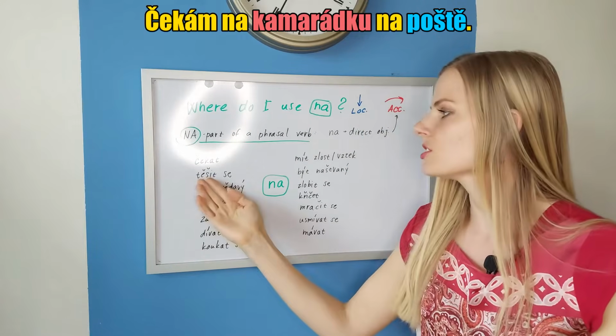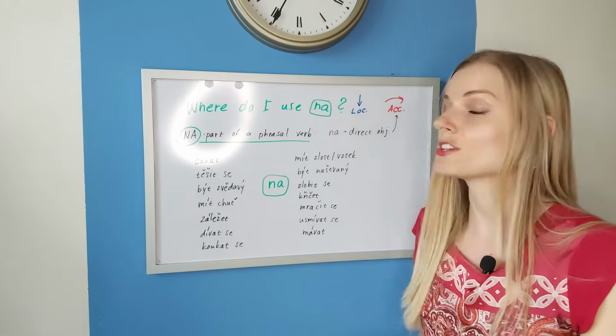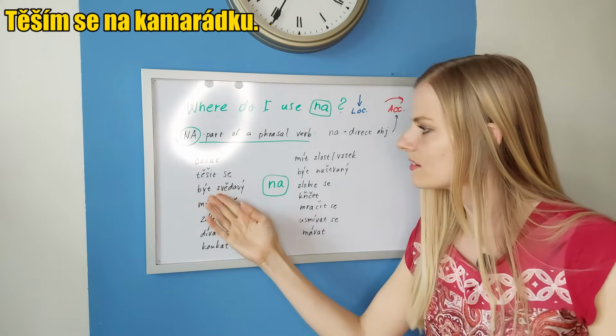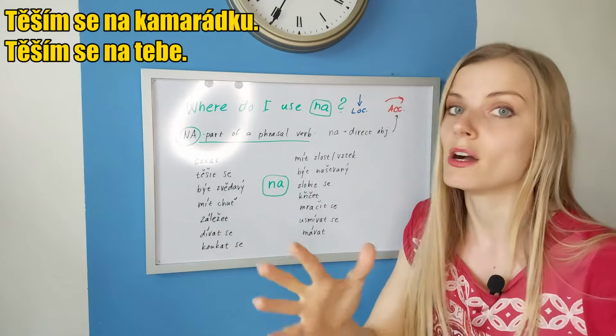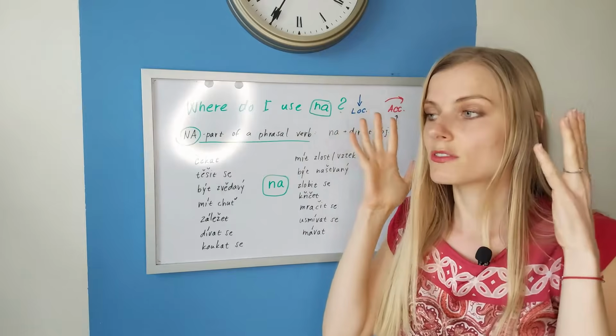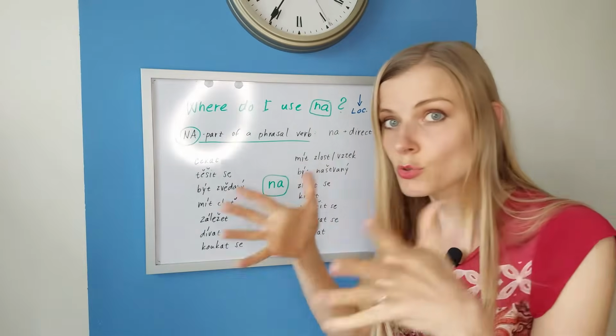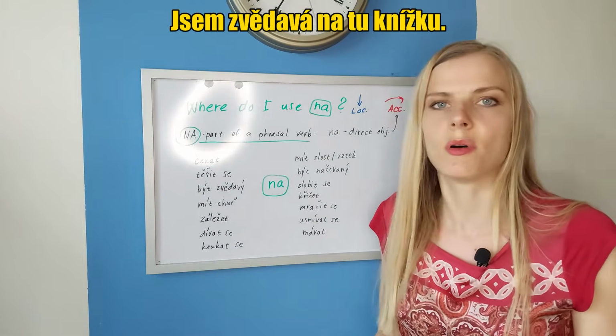Another verb, těšit se na. To look forward to. Těším se na kamarádku. Těším se na tebe. Být zvědavý na. To be curious about. So we also apply this logic that we are going into this direction. Our curiosity is drawing us. Jsem zvědavá na tu knížku. I'm curious about the book.